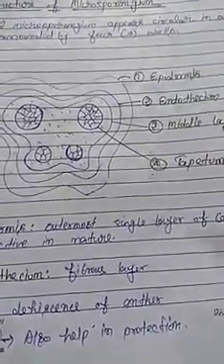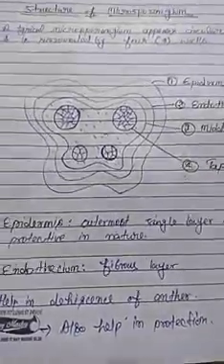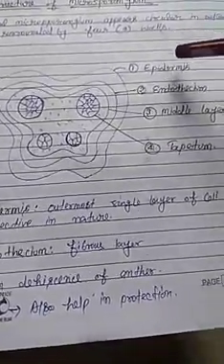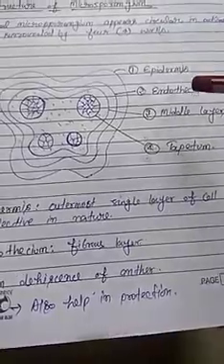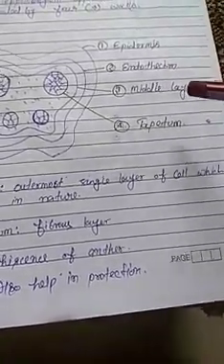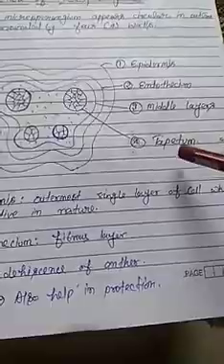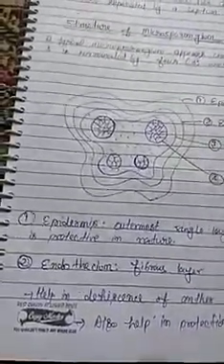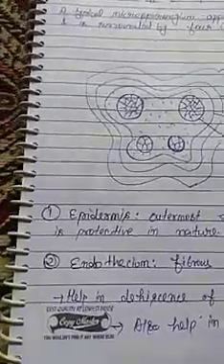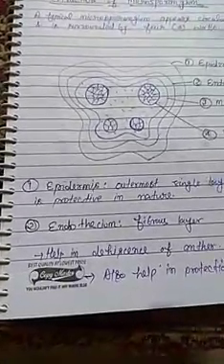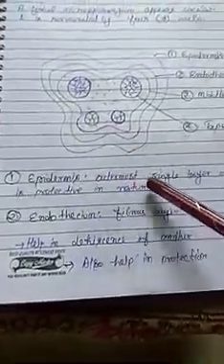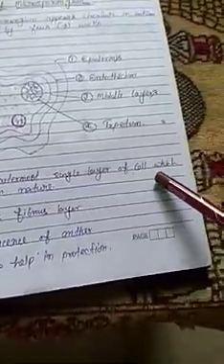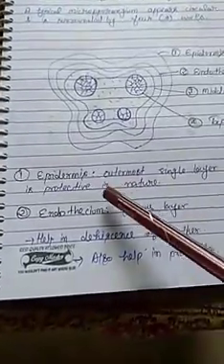So microsporangium is surrounded by 4 walls: epidermis, endothecium, middle layer, and innermost layer is tapetum. Now let us discuss the function of each layer. Epidermis is the outermost single layer of cell which is protective in nature.